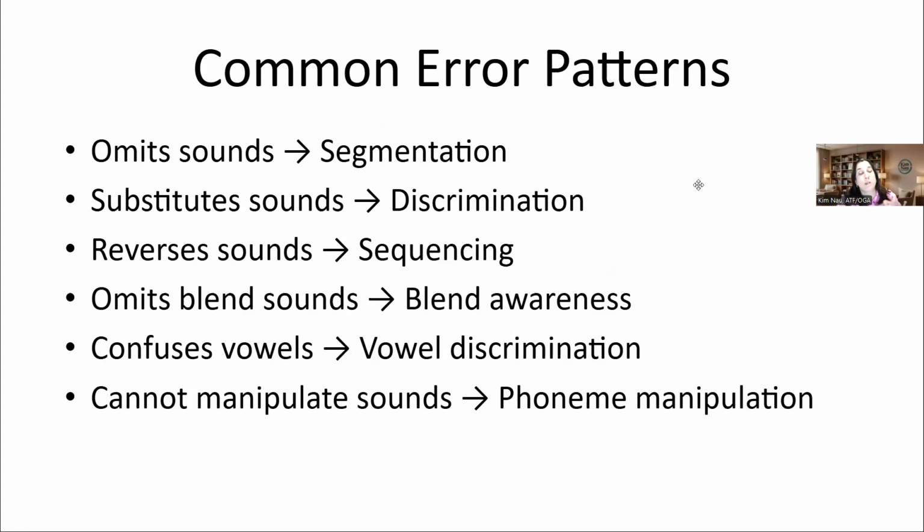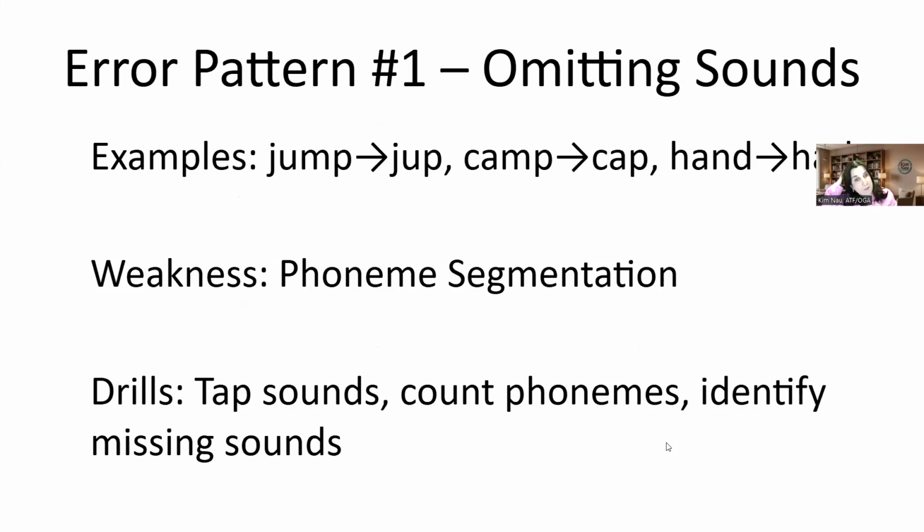We could also do sound substitution drills. We can address if they're reversing or missing the sequence of the sounds. If they're omitting blends, which is really common, we want to do some blend awareness activities and have them practice segmenting words with multiple phonemes. If they're confusing vowels, vowel discrimination activities. If they're struggling to manipulate sounds, then we need to do some more phoneme manipulation. So let's look at some activities here that we can do.